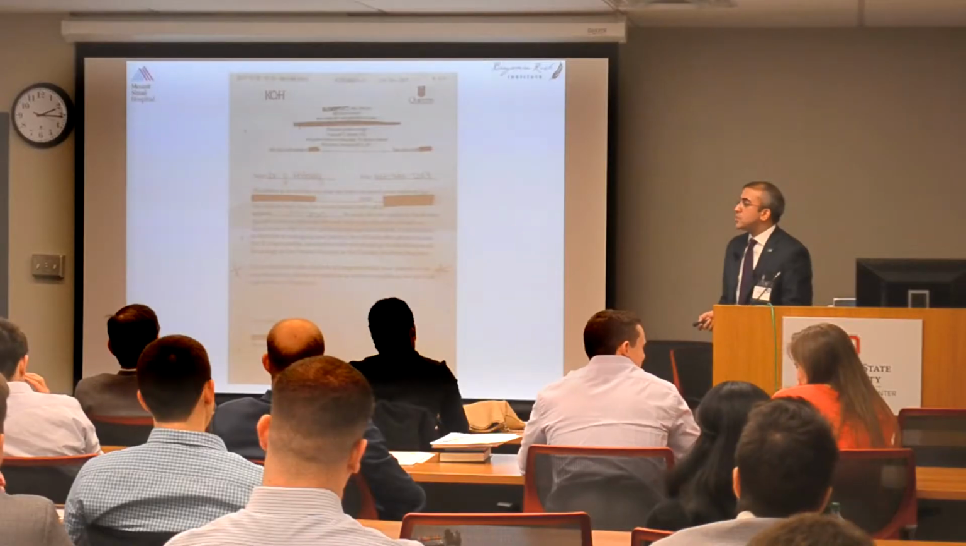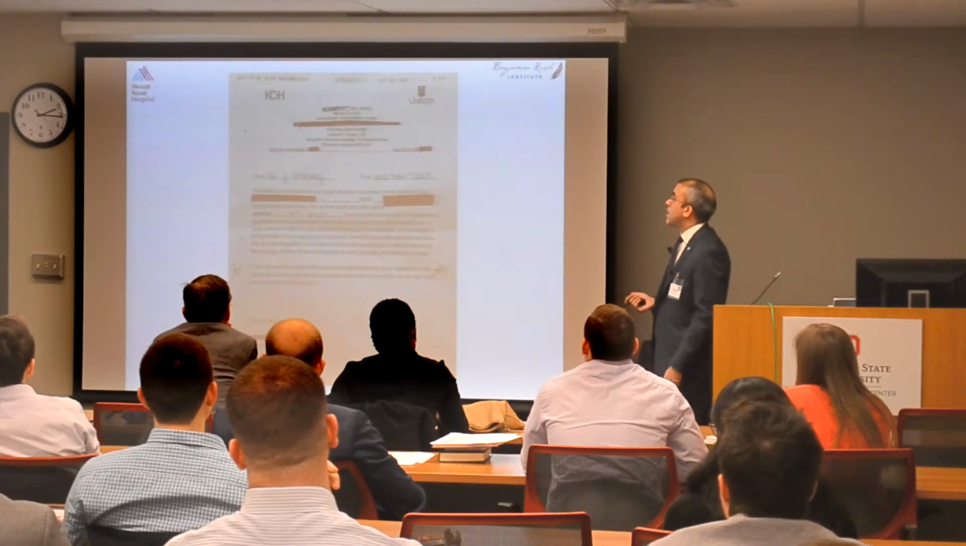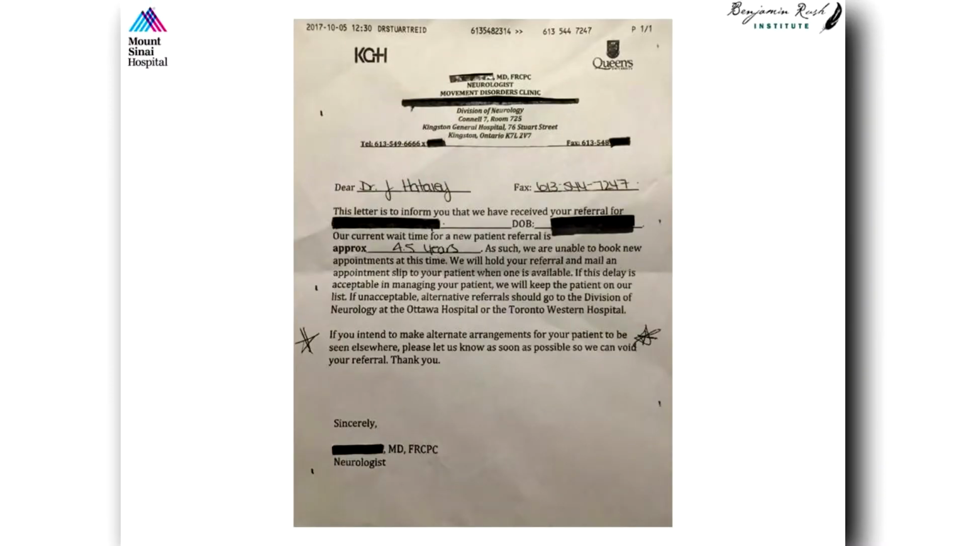So this is something that sort of made the rounds on Twitter in the fall. For those of you who can't read it, it's from the Movement Disorders Clinic at Kingston General Hospital in Kingston, Ontario, about a 2 hour drive from the national capital in Ottawa, and a 2 to 4 hour drive, it's been a while, to the provincial capital and major city in Toronto.